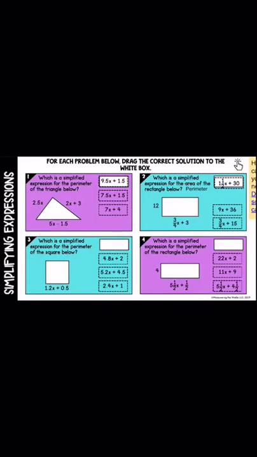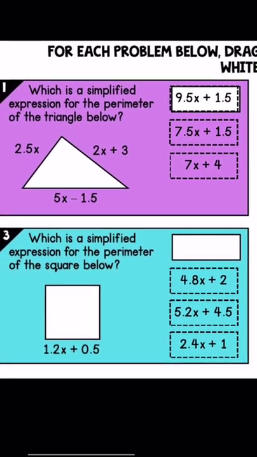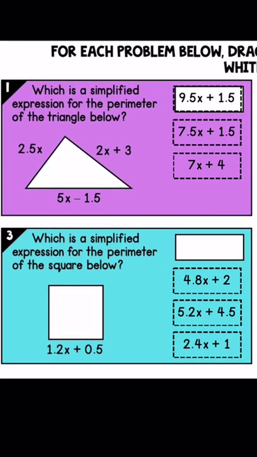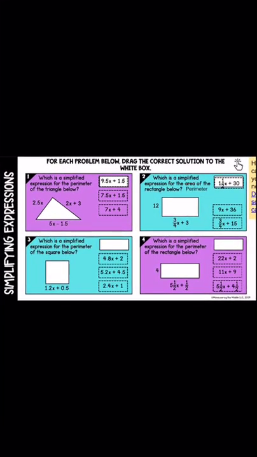Then you're going to go to something that looks like this. That is shapes. All right. The first one says, which is simplified expression for the perimeter of the triangle below. Notice it is a triangle, so there are 3 parts to it. We must add up all 3 parts, 2.5x plus 2x plus 3 plus 5x minus 1.5.